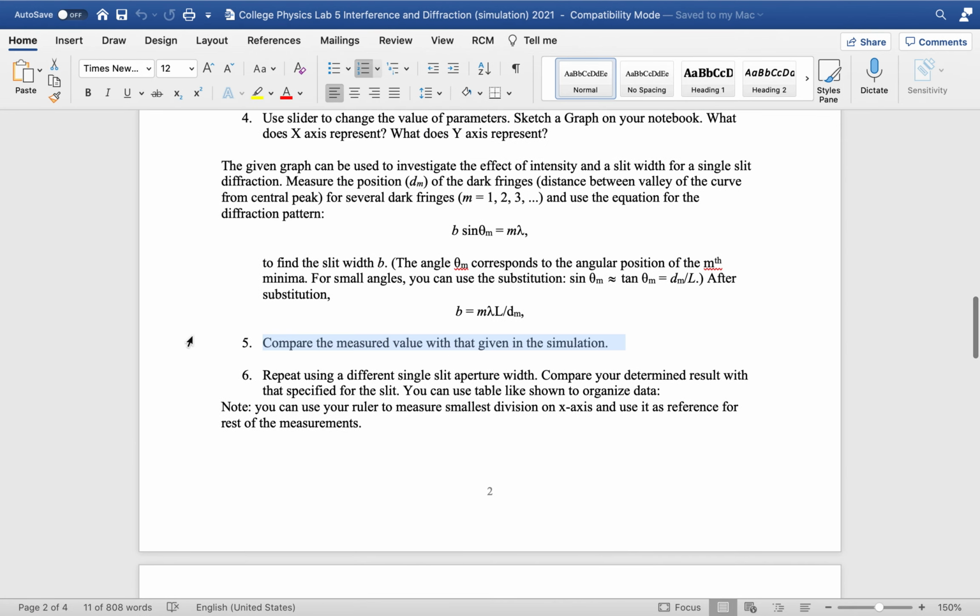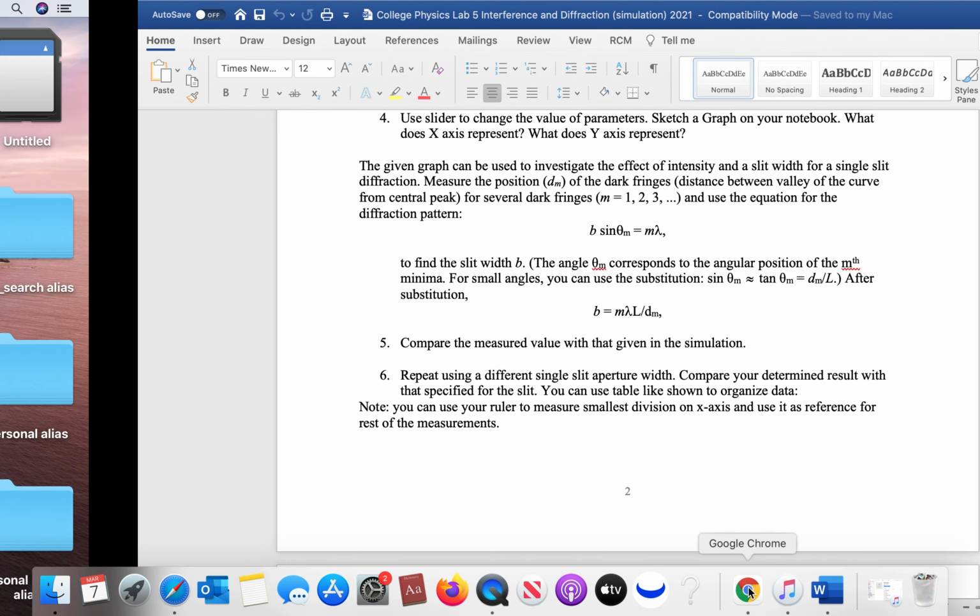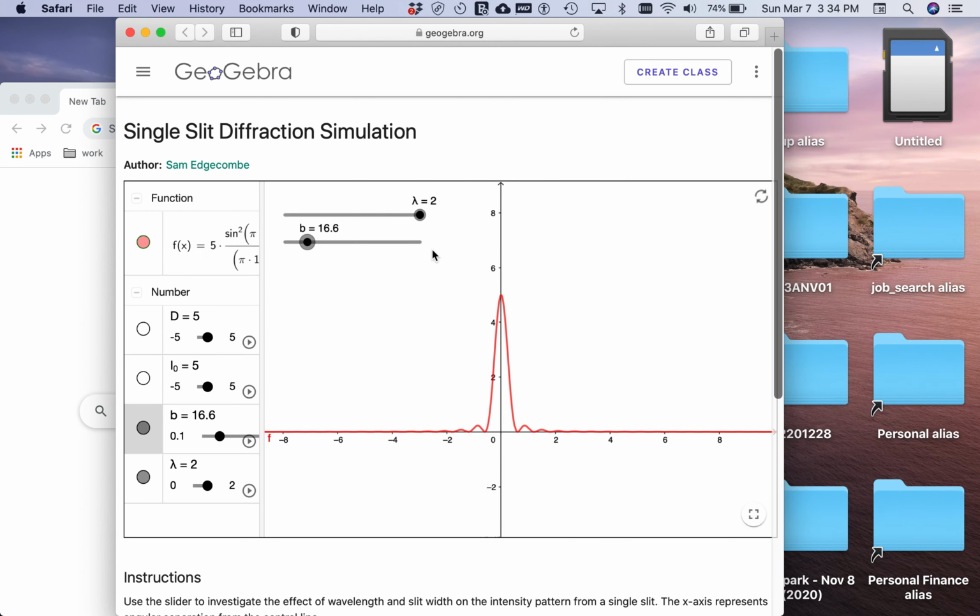they can compare the measured value of b. They will have this value dm measured from the simulation. Lambda they also have in the simulation, L also, and m is something they should consider: m equal to 1, 2, 3 and so on. They can calculate this b, and after they calculate it, they can compare it with the value of b that's given in the simulation. So this value here.